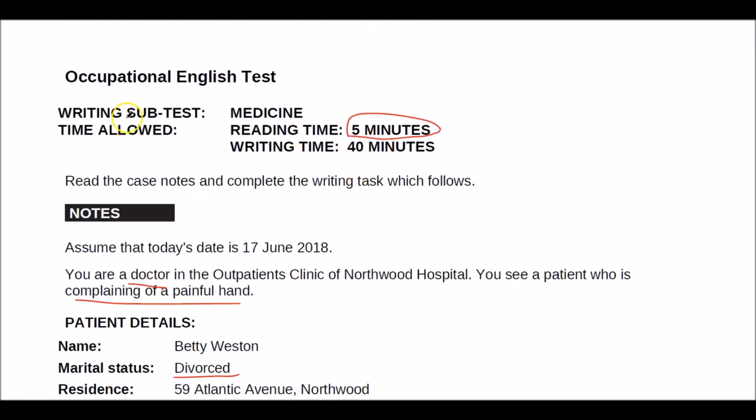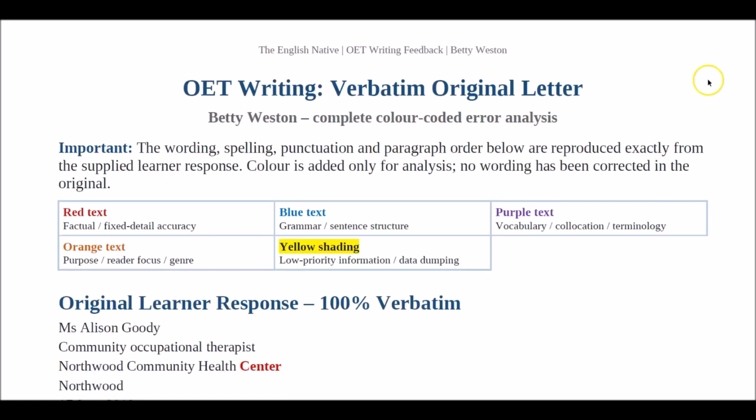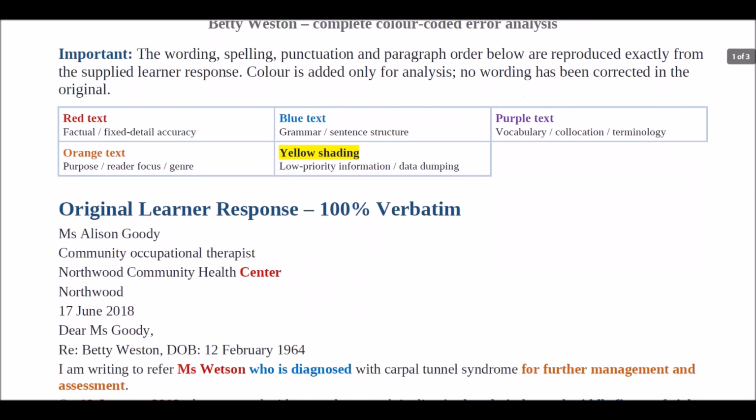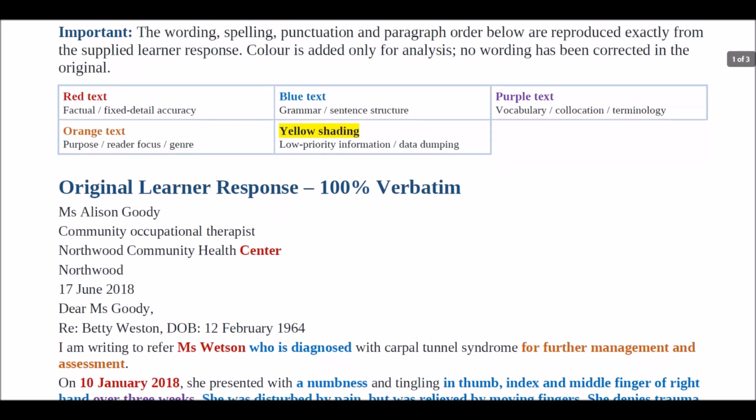So let's look at the original letter now. Here's the learner's letter, anonymized of course, from one of my students on italki. Let's look at their original letter. Now here, there are quite a few things. You can see the color coding for accuracy, grammar, vocab, purpose. But what we're more concerned about today is the yellow shading. This is the data dump.